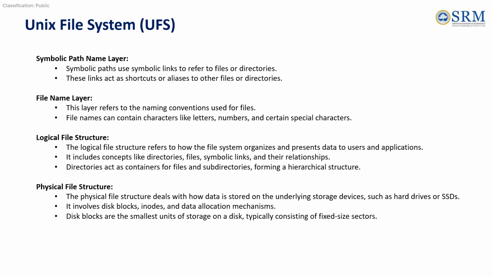The physical file structure focuses on how data is actually stored inside the storage device. Internally, the system uses disk blocks, inodes, and allocation mechanisms to manage storage efficiently. Disk blocks are the smallest storage units on a disk. When a file is saved, its contents are divided into these blocks and stored at different physical locations if necessary. So overall, the logical structure helps users interact with files easily, while the physical structure ensures efficient storage and retrieval inside the hardware.